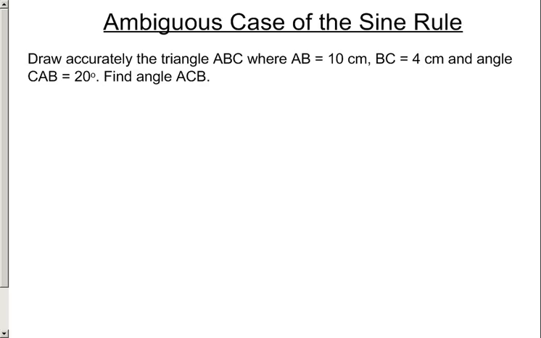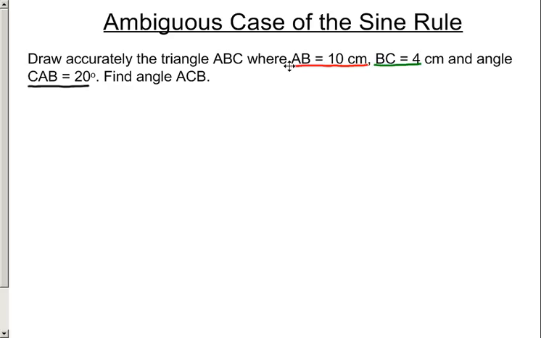In this video, we're going to look at what's called the ambiguous case of the sine rule. To do this, we're going to start off by trying to draw accurately the triangle ABC, where AB is 10 centimeters, BC is 4 centimeters, and the angle CAB is 20 degrees. So let's think about what it's going to look like first.